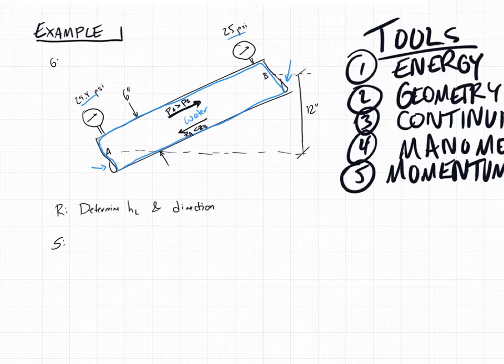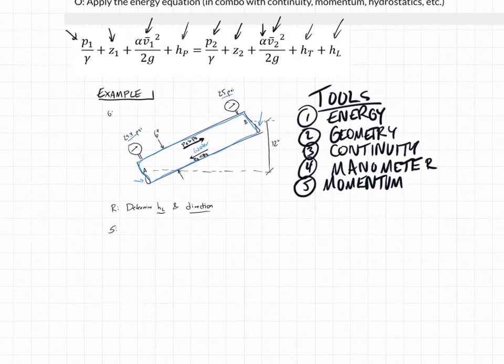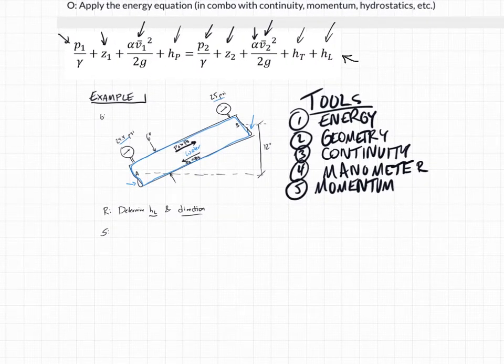So what we're going to do here is determine the head loss and the direction. The purpose of this problem is to make note of one important thing. Notice the head loss is always on the outside of the equation. It is not on the inside of the equation. I could have put it on the left, where all the things that give energy to the system are, but I couldn't have. The reason is that it has to be positive. It represents a loss, and is represented as positive.